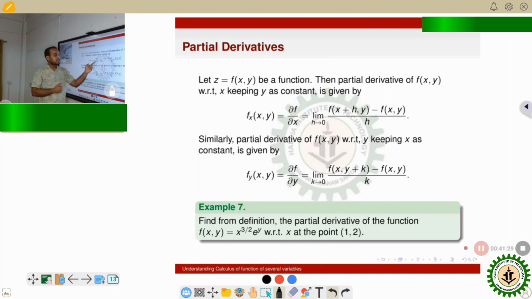That's why this looks like this. And for the limit notion, you can take the limit as h tends to 0 of f of x plus h comma y minus f of x comma y, divided by h. This is the derivative with respect to x, and similarly you can calculate it for y also.